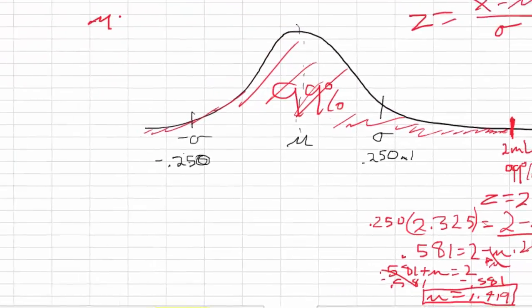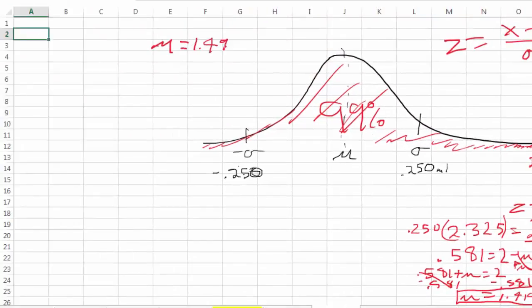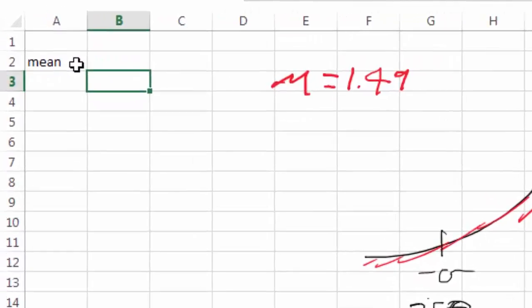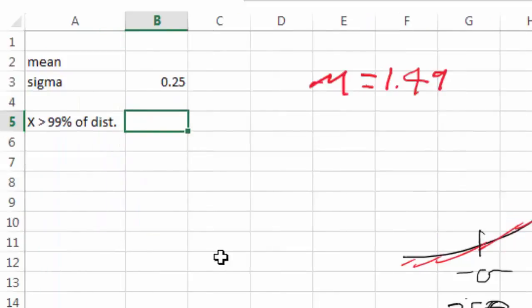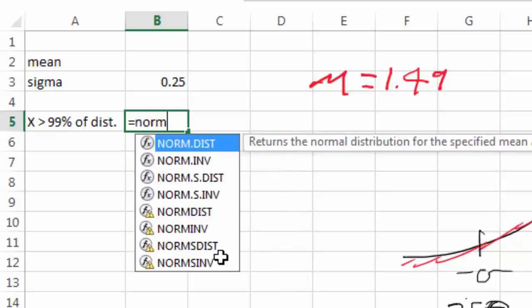I'm going to write that up here. But remember, we want Mr. Excel to do all this work for us. First off, let's write in here mean, and I'm just going to leave it blank. We'll use a cell reference. Sigma 0.250. Okay, and what we're looking for is an x that is greater than 99% of the distribution. This goes back to problem 5.2 where we had a probability and we were trying to find a value of x. And remember how we did that? That's norm inverse. So let's try that.